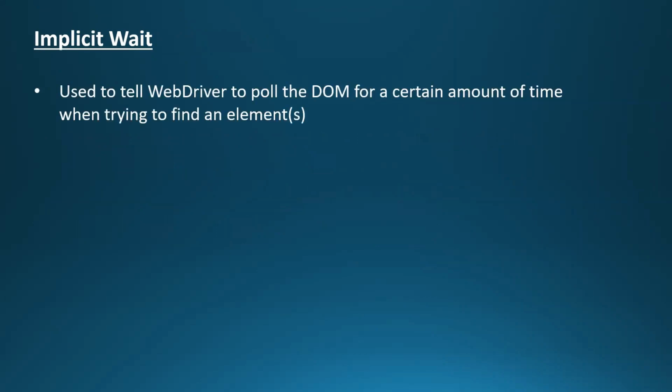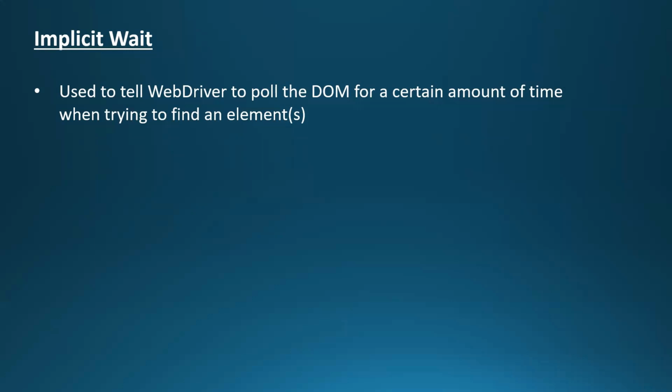We have three different types of waits in Selenium. We'll see them one by one. The first one is implicit wait. Implicit wait is used to tell WebDriver to poll the DOM, that is the document object model, for a certain amount of time when trying to find an element.